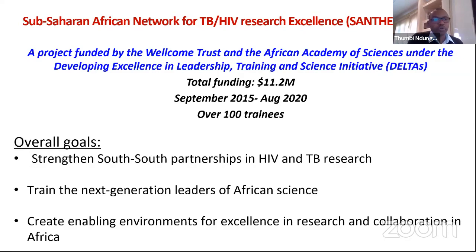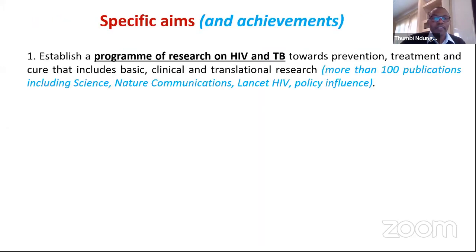Our overall goals in this program are to strengthen South-South partnerships in HIV and TB research, to train the next generation leaders of African science, and to create enabling environments for excellence in research and collaboration in Africa. Our specific aims, and I will highlight some of our achievements, were to establish a program of research on HIV and TB that is multidisciplinary towards prevention and treatment of HIV, and we don't discriminate between the disciplines. So we are just interested in good science, no matter which discipline it is coming from.